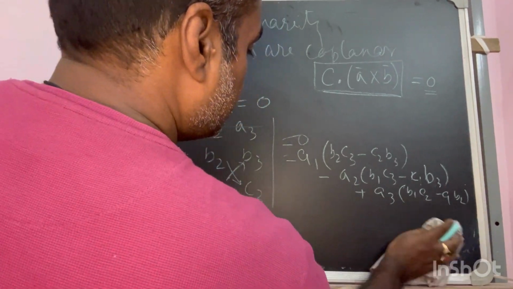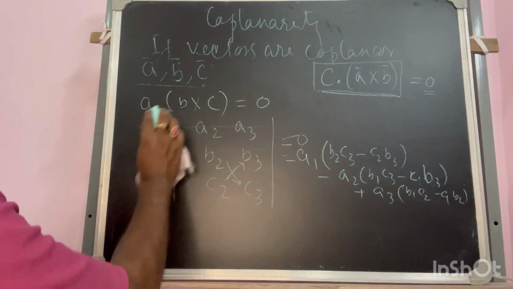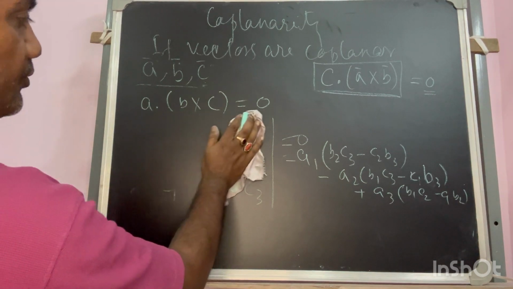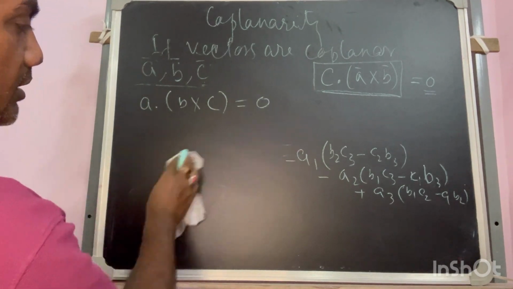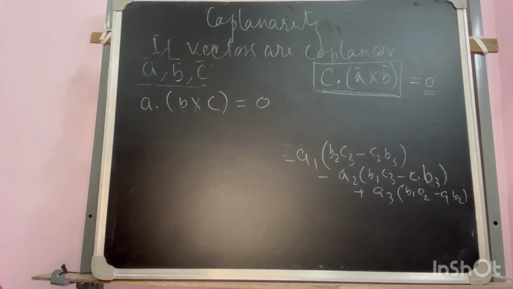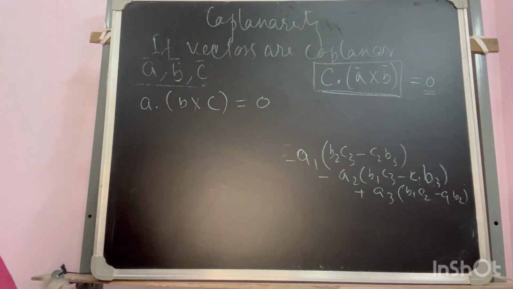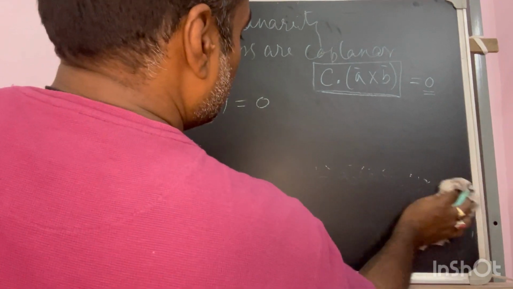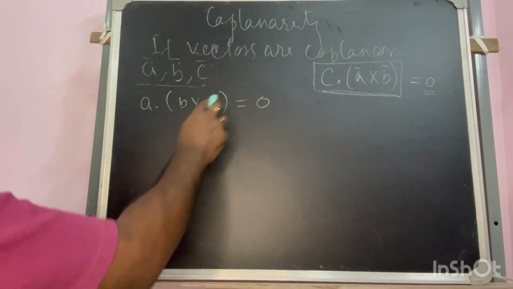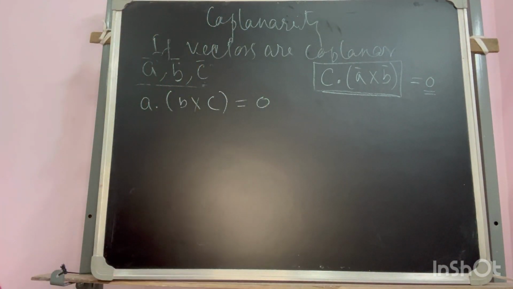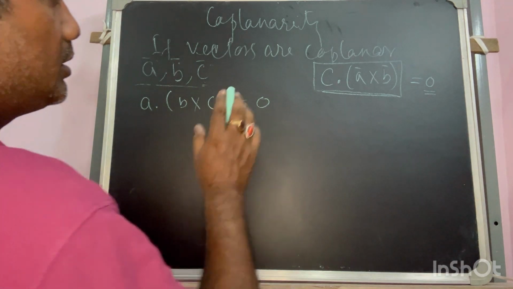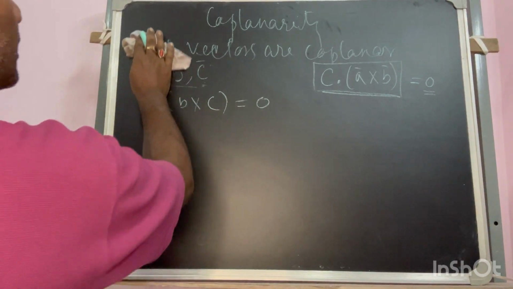Whichever way you want to remember, you can remember. If this is comfortable for you to remember, and if you know the process, you can easily bring it to this form, or if you want to remember it in this way also, you can. Anyway, the result has to be 0, then it is coplanar. Okay, this is called the triple scalar product.